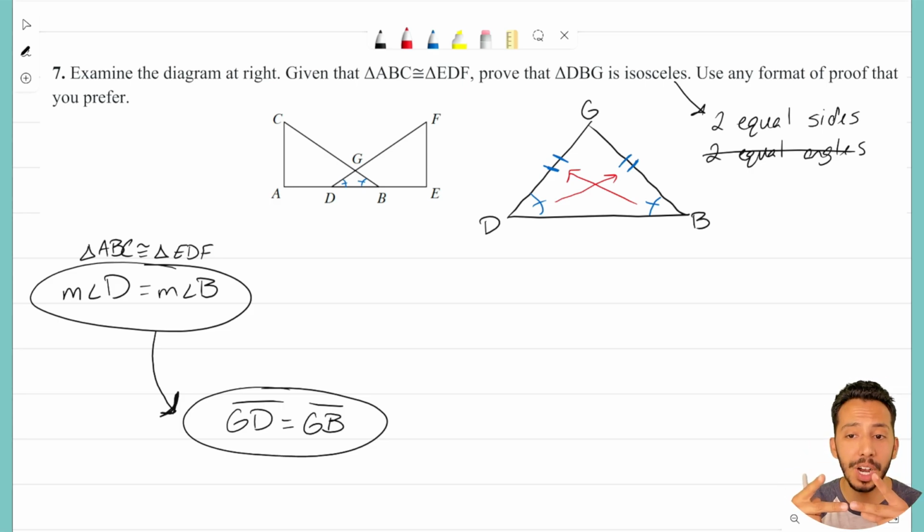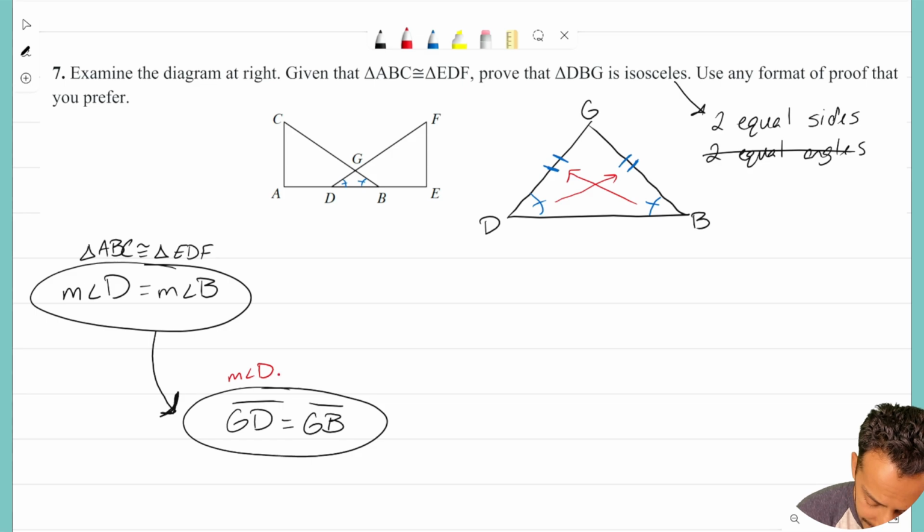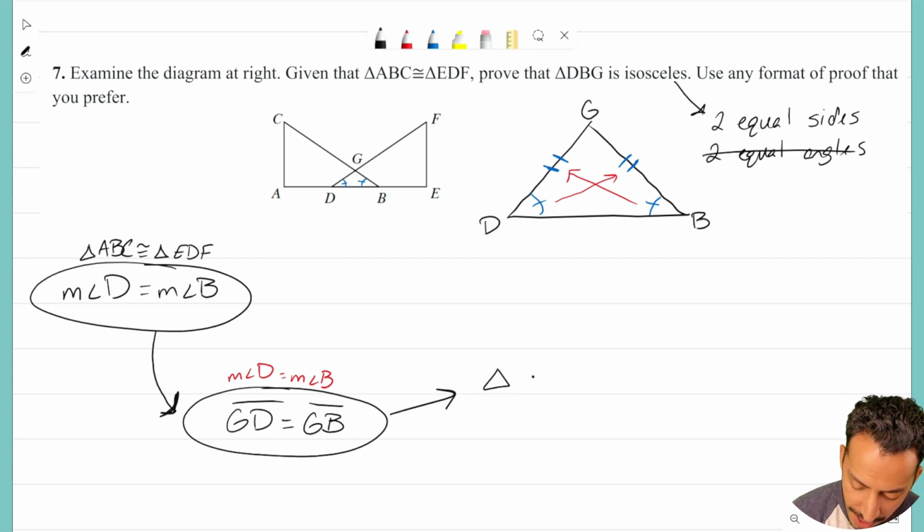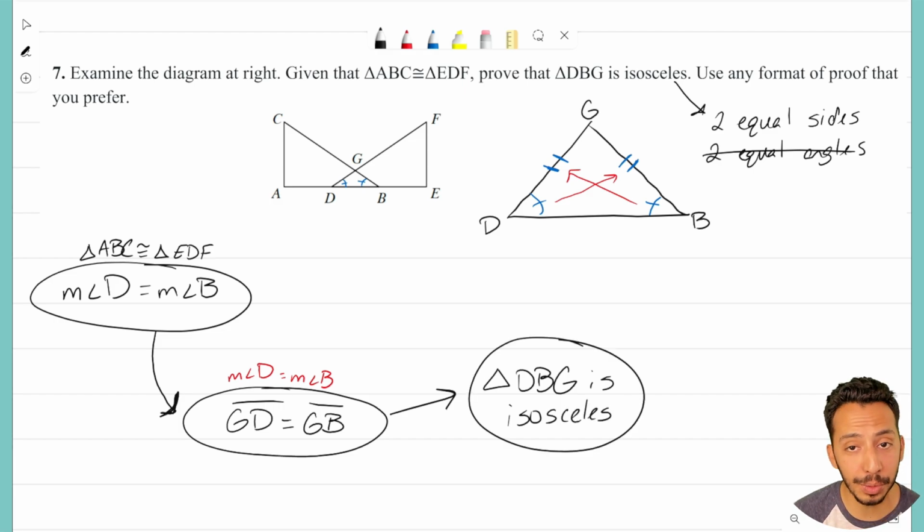If you have 2 angles in a triangle that open up to opposite sides and those angles are equal, then we know for a fact that those sides have to be equal as well. The reason I know GD equals GB is because the measure of angle D equals the measure of angle B. Corresponding angles go with their corresponding sides, so those two sides are equal. Because of that, I have just proven that triangle DBG is isosceles, because we have two sides that are equal and two angles that are equal. That is definitely an isosceles triangle.